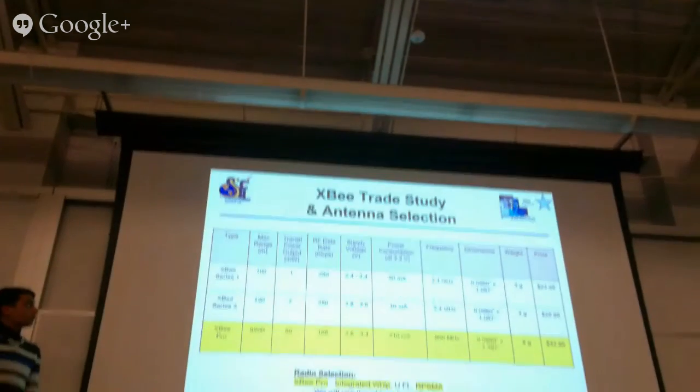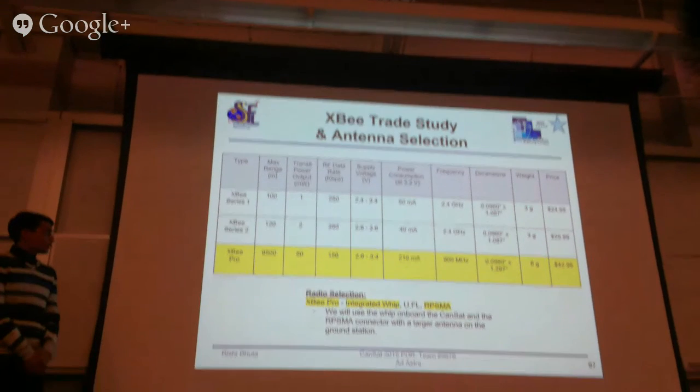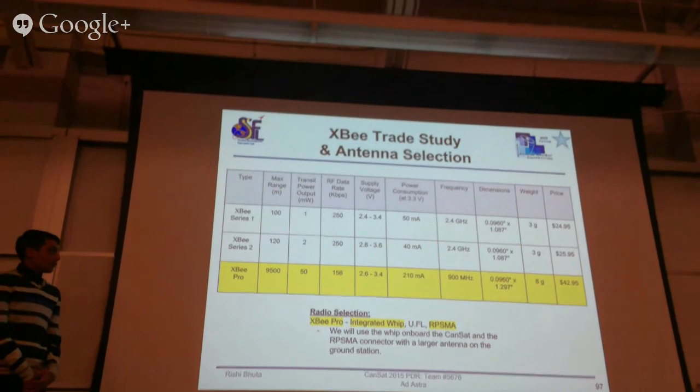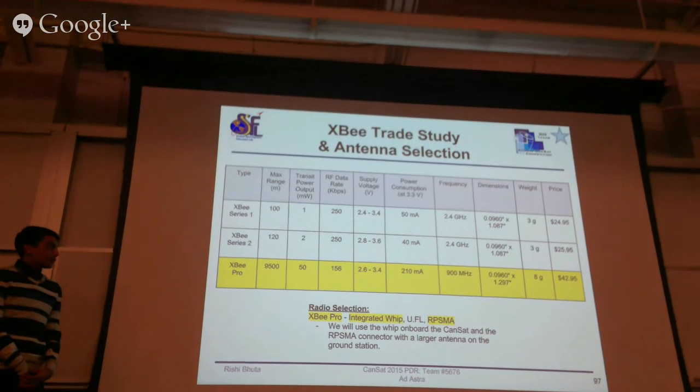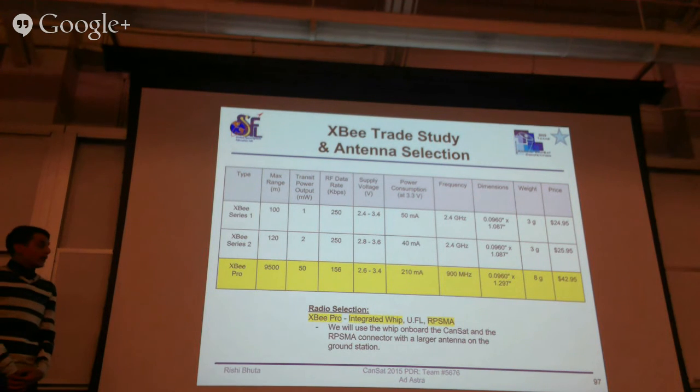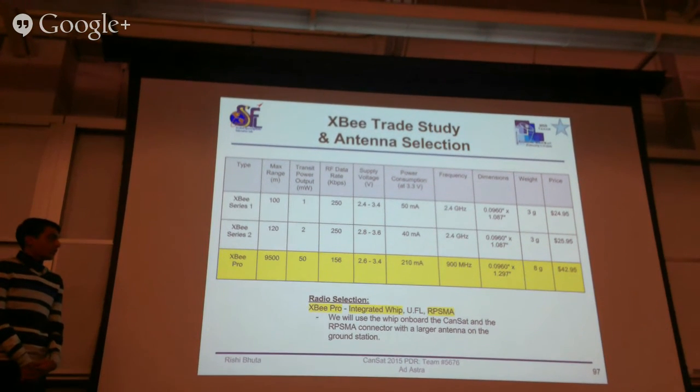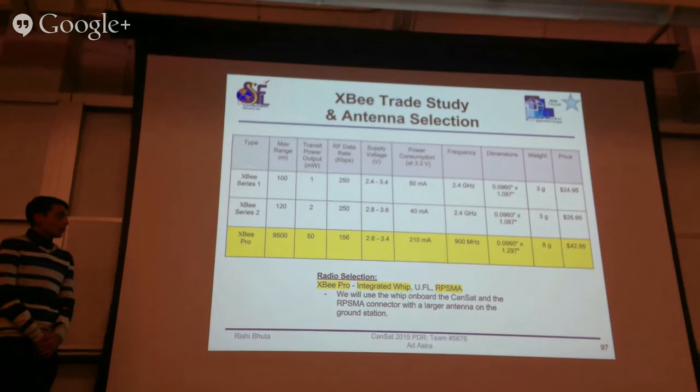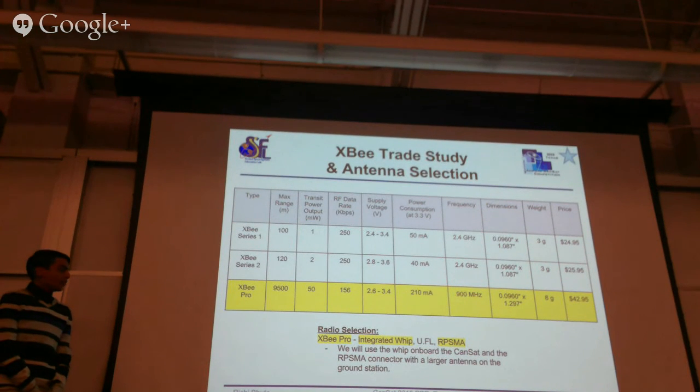Here's the trade study we did for the XBee, where we settled on the XBee Pro. And in terms of antenna, we chose to use an integrated one on board the CanSat. And on the ground station, it'll use an RPSMA connector with a larger antenna.